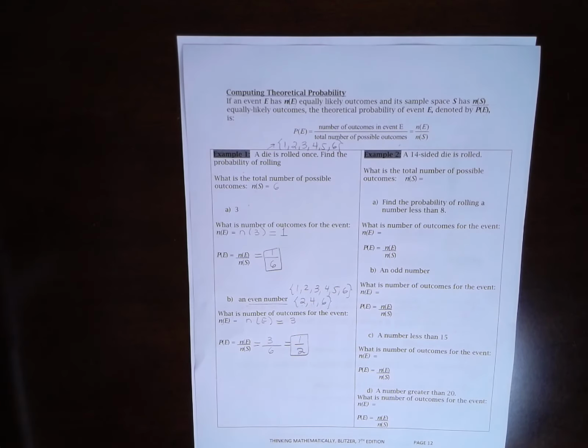Again, when you're asked to find a probability, the type of answers that you will get are either a simplified fraction, a decimal, or a percent. So those are the different forms. But you will always start with a fraction.